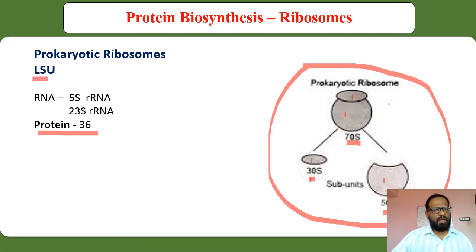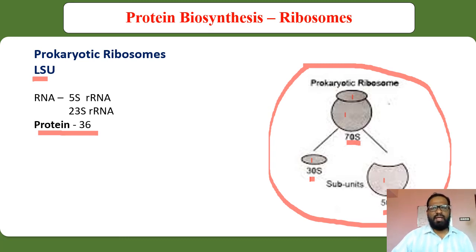Altogether, in the large subunit of the ribosome, there are two different types of RNAs. One is the 5S RNA, and the second is the 23S RNA. The 5S RNA has 120 bases, and the 23S RNA has 3,200 bases. This is the detail. And how many different types of proteins are there? 36 different types of proteins are present in this large subunit of the ribosome.